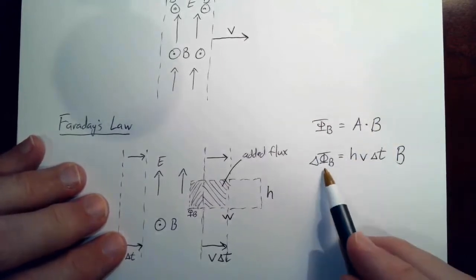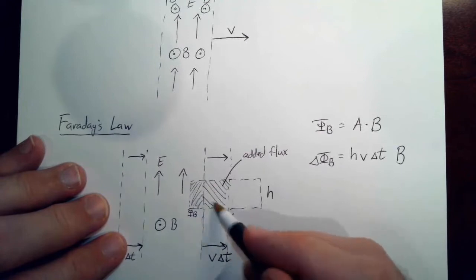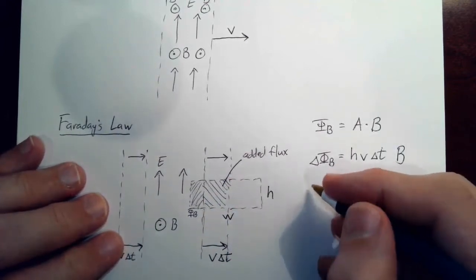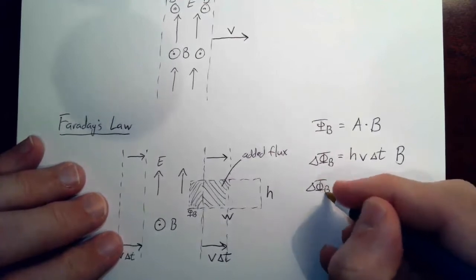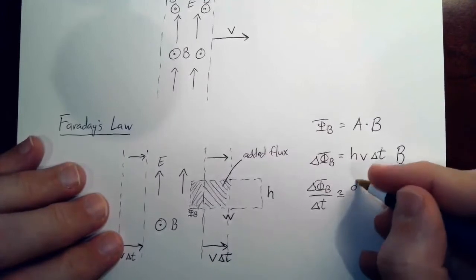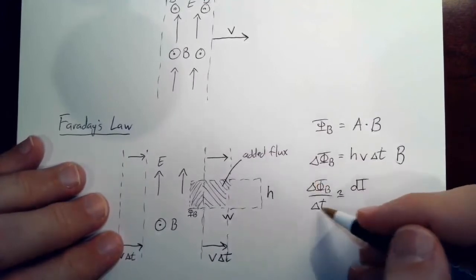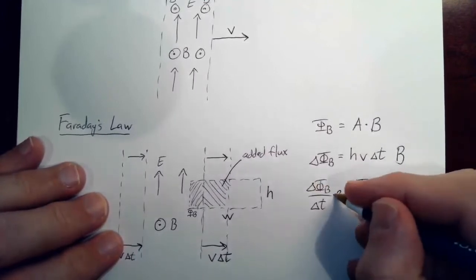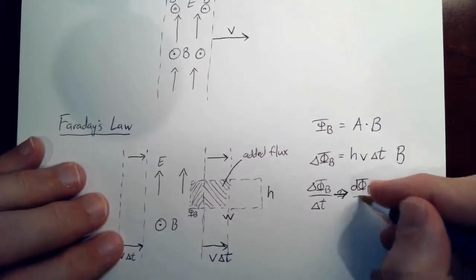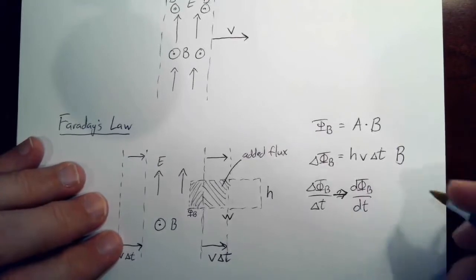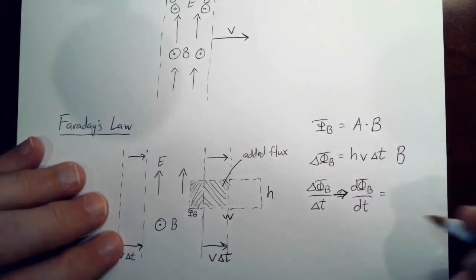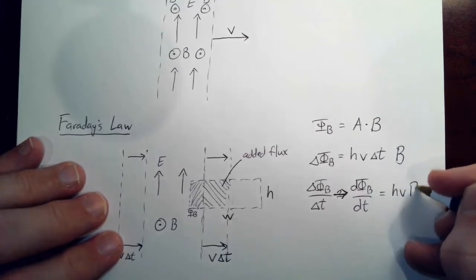Okay, so the change in the magnetic flux is equal to this amount being added in a time delta t. And so then the change per time, which we're going to use as delta t goes to 0, this is going to approach the derivative. Well, if I divide by time, I lose this delta t here, and I get hvB.